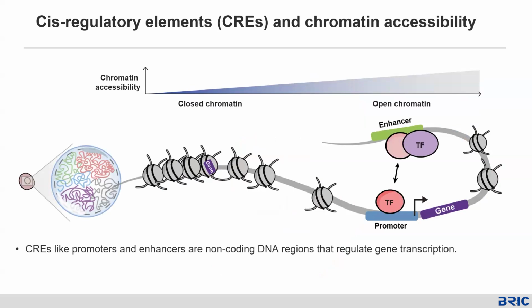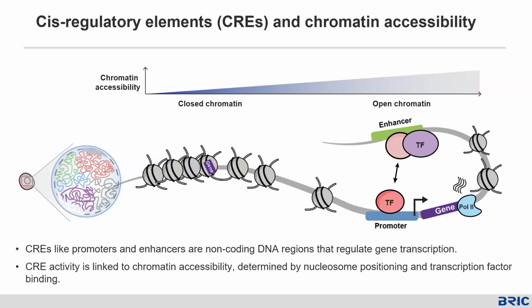Cis-regulatory elements regulate transcription by recruiting transcription factors and other regulatory proteins, which help initiate transcription by RNA polymerase II. Therefore, cis-regulatory elements' activity is linked to chromatin accessibility, which is determined by nucleosome positioning and transcription factor binding. In general, closed chromatin is associated with gene repression, and open chromatin is associated with active transcription. Also, mutations in cis-regulatory elements can change chromatin accessibility and gene expression, which could lead to disease and phenotypic variation.